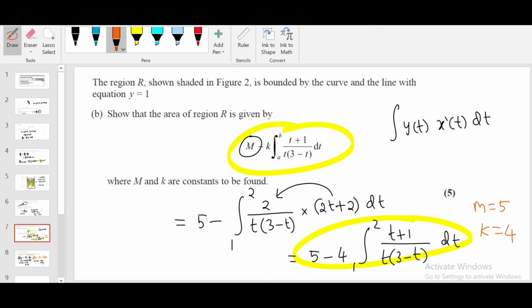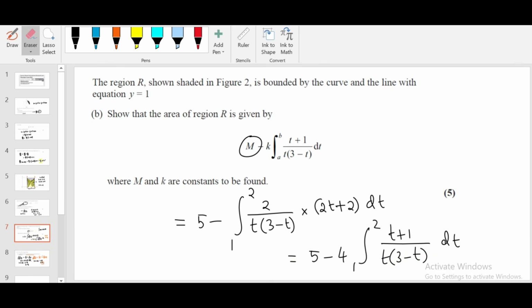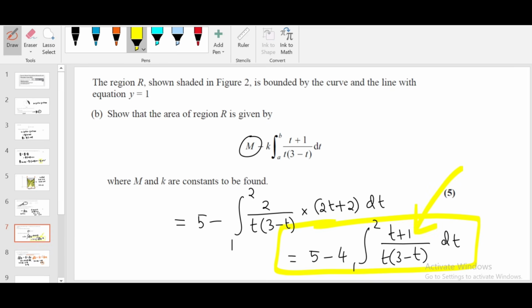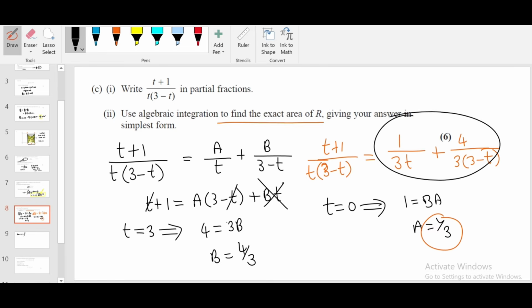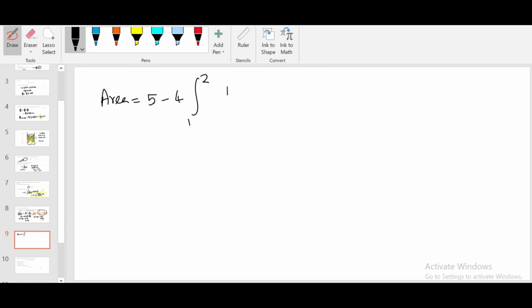You see, to find the area R, we have to integrate this section. To integrate this, you need to apply the partial fraction method. So you can write area is equal to 5 minus 4 integral 1 to 2. Apply the partial fraction we have just calculated. So 1 over 3t plus 4 over 3 times 3 minus t dt. And then carefully integrate it and sub in the upper limit, lower limit.